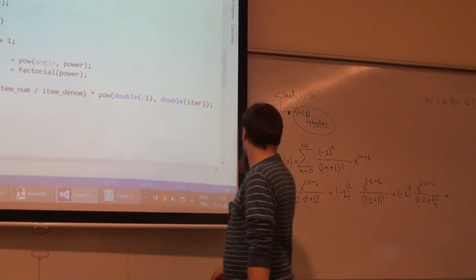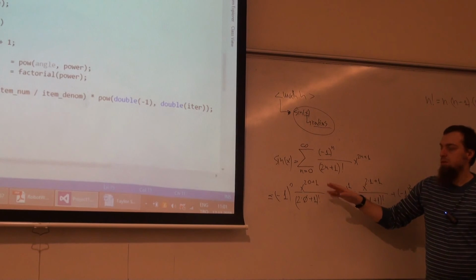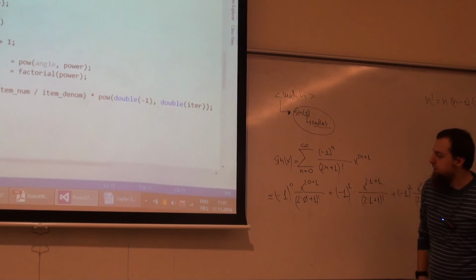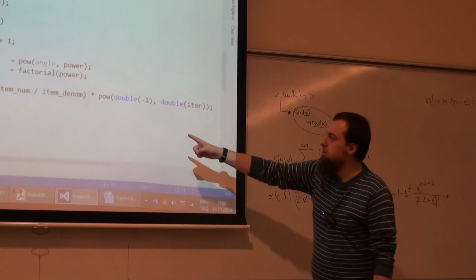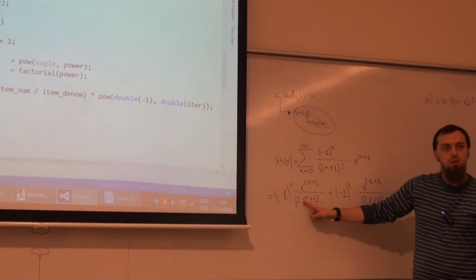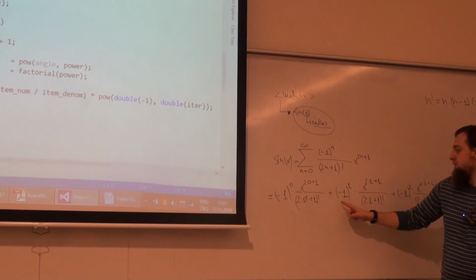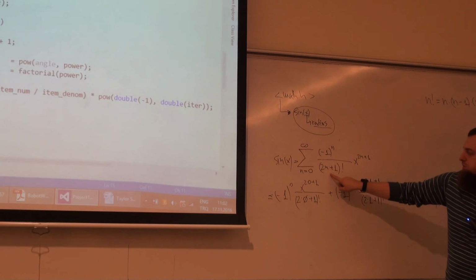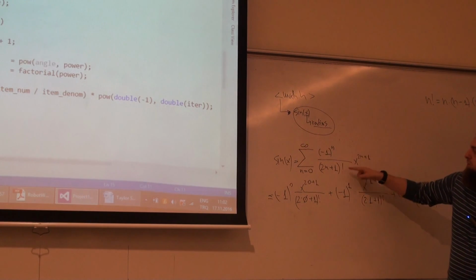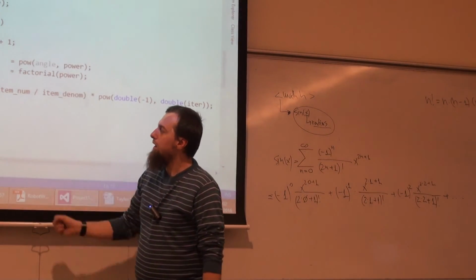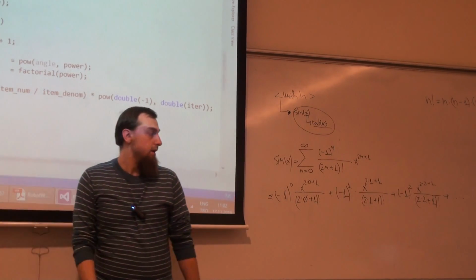Denominator is this part here under the fraction line. So we have basically denominator is about calculating the factorial of the power, okay? You see, this 2n plus 1 factorial. It's here, it's in the power, here is the factorial. So we calculate factorial. And now we calculate the sine.